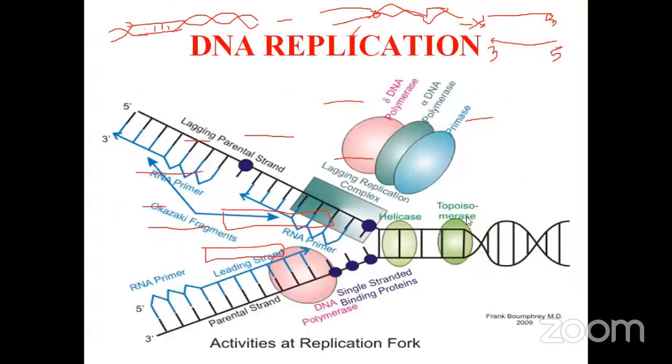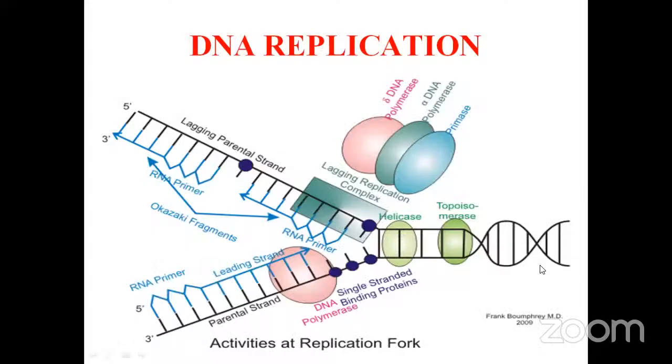Right. Now let's see it diagrammatically. Is it visible to you? Yes, sir. Right. So, for example, these two strands. Here is the parental strand. Are you following the marker? Yes, sir. This is the parental strand. This is the newly synthesizing strand.